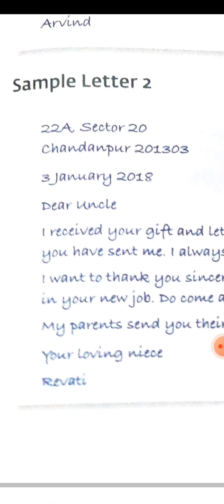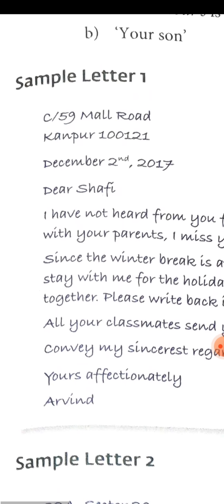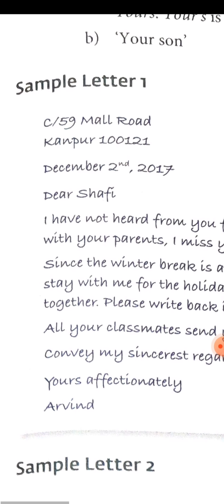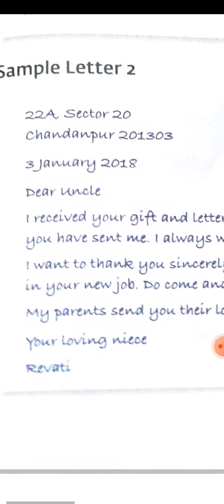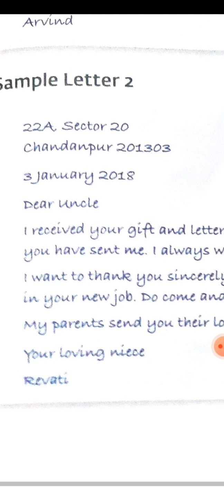The address is written on the top left, and then the date is written 3 January 2018. Here the date is written in the second format. So you can write the date in this format also and in this format also: December 2nd 2017 and 3 January 2018. Your date format can be any of these two. Don't write some other format, only follow these two formats.